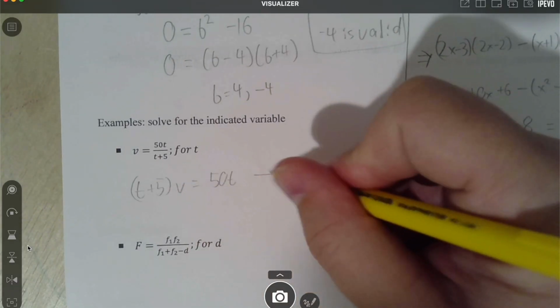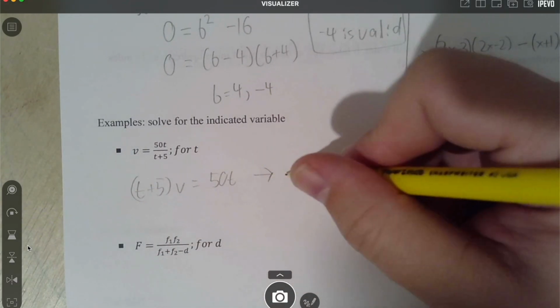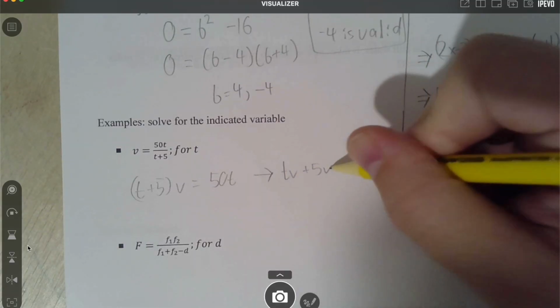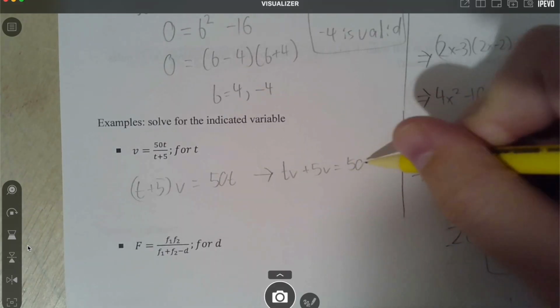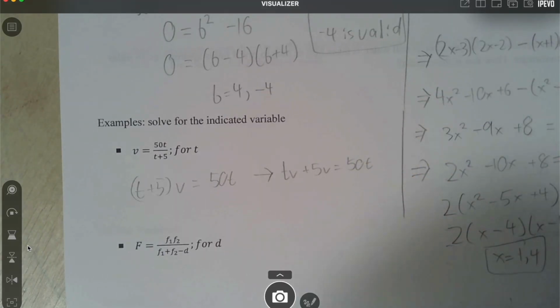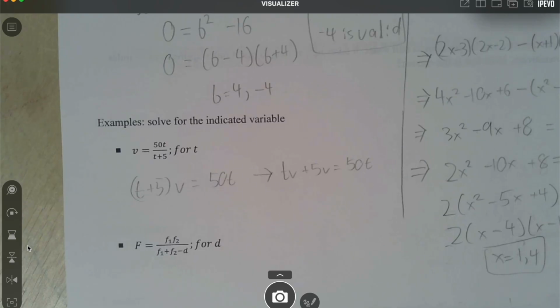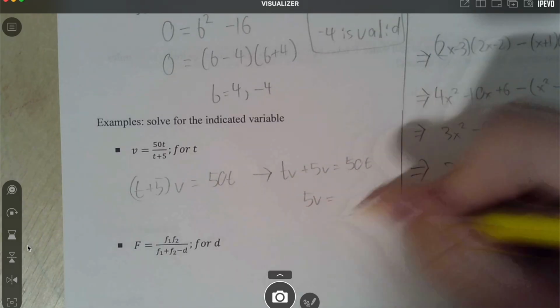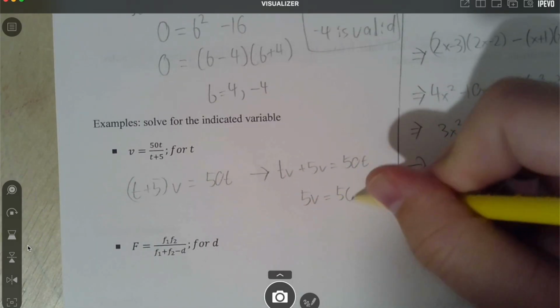What can I do there? I can then distribute the v, so I get tv plus 5v equals 50t. Now what I can do is I can move things around and get my t's on one side, and I think the easiest way to do that would be to leave the 5v on the left and subtract that tv over.